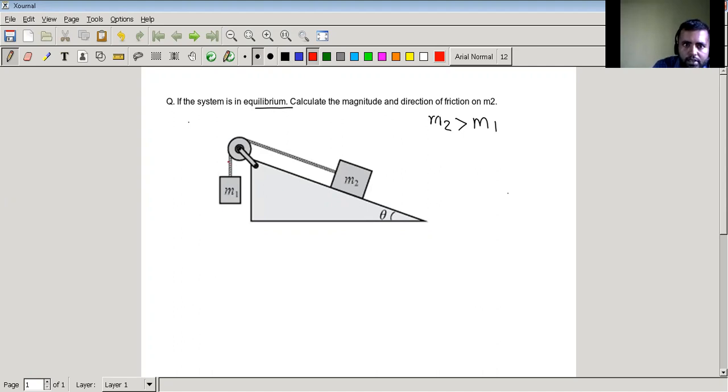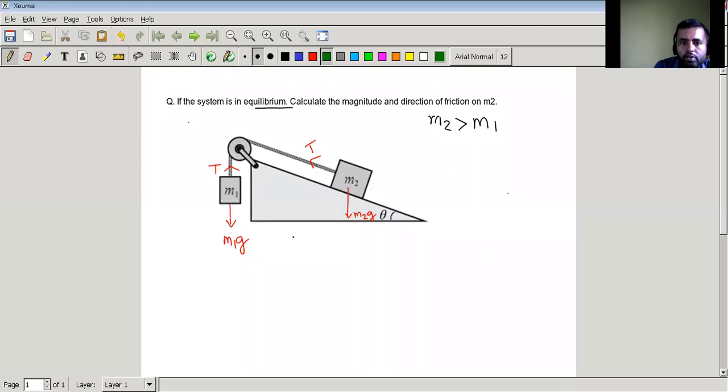On this block, tension will act upward and M1G will act downward. On this block, this tension will act like this. Now M2G will act in this direction, perpendicular to the earth's surface. So let us draw it like this. This is M2G, but we have to resolve it.